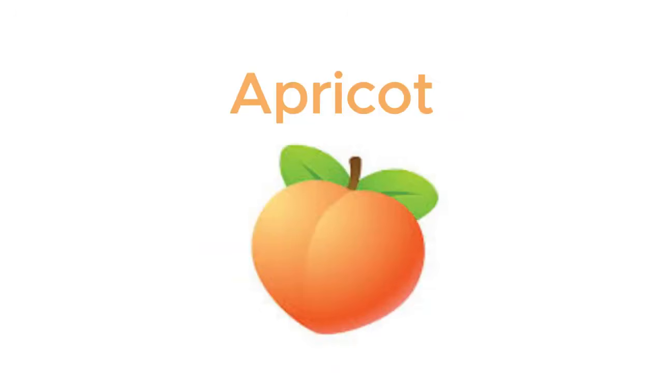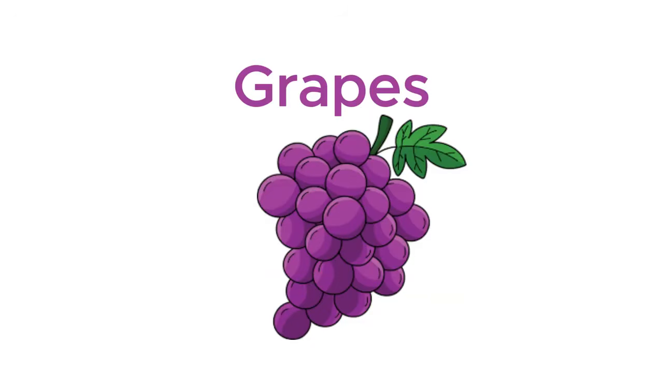I've told you this. This one is called apricot. The previous one's called peach. Apricot looks like this, right? So don't confuse yourself with peach and apricot. This one is apricot. And the last is grapes.